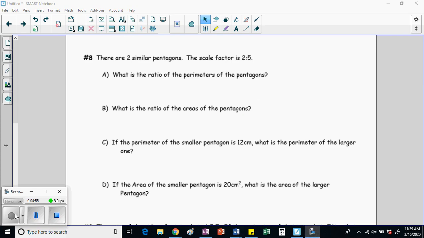On page 18, I'm going to ask you to use that information. So for the first question here on page 18, it says we've got two similar shapes. Notice there's no picture.